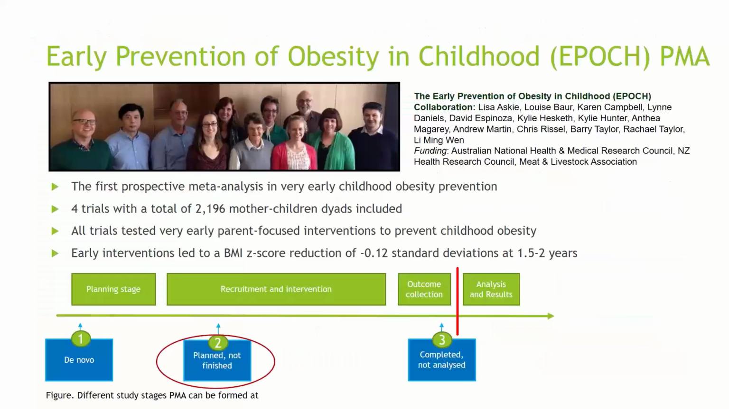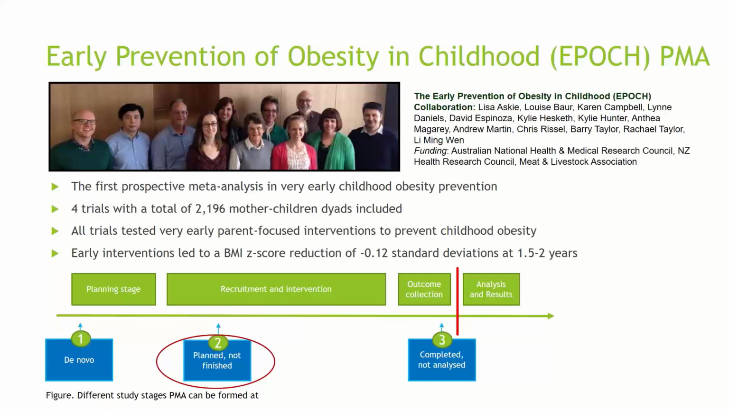Now, I'd like to give you an example of prospective meta-analysis and how positive harmonization can be. The example of the early prevention of obesity in childhood, short EPOC PMA, which was the first prospective meta-analysis in very early childhood obesity prevention, which found that early interventions can in fact reduce BMI-Z score and other weight-related outcomes at 2 years of age.